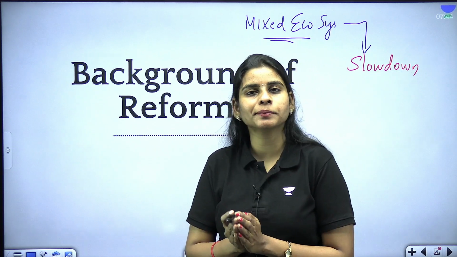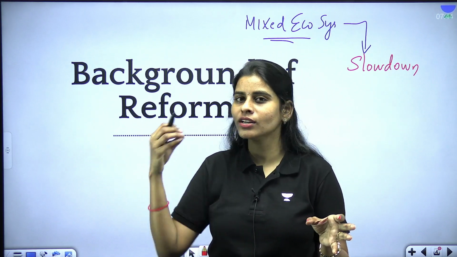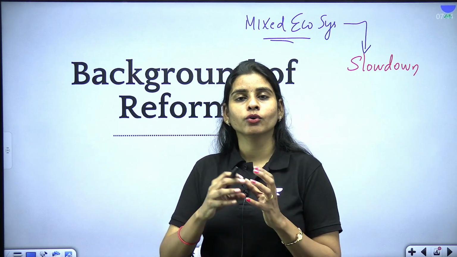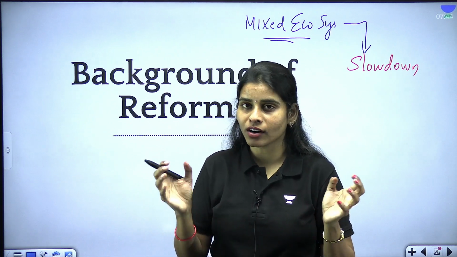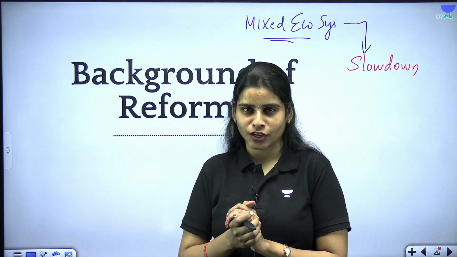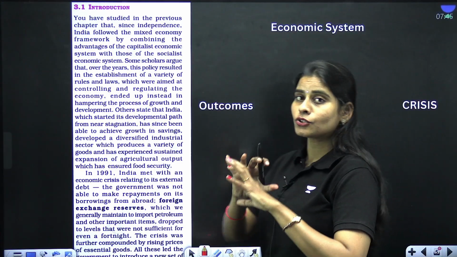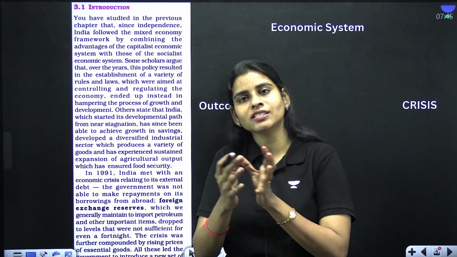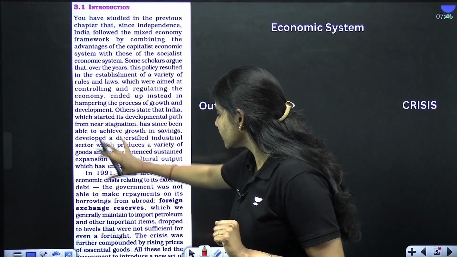But the other group of people also say that this kind of mixed economic system with excessive control and regulation has also paved the way for growth in savings, diversification of the economic or industrial sectors, and also we were able to achieve food security. So this is the background, and these are the two different views with which the Indian economy started to perform from 1950 to 1990. So this is all written here.